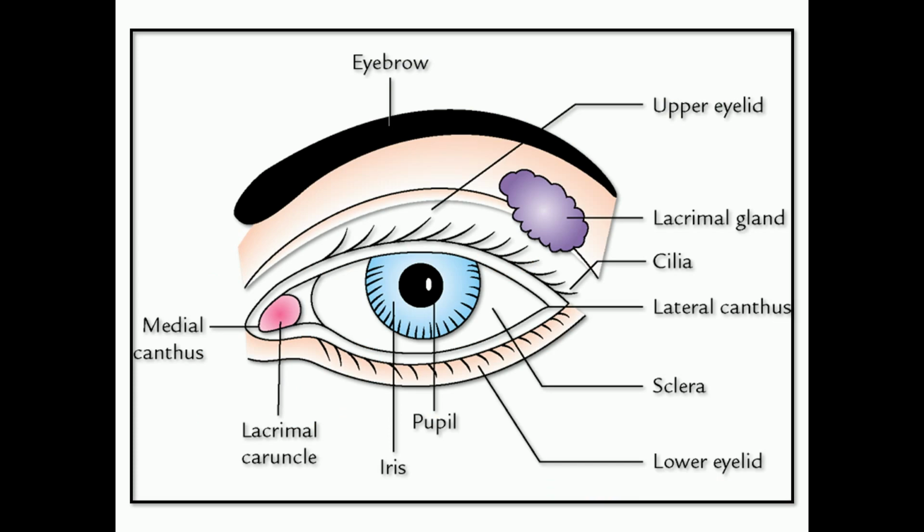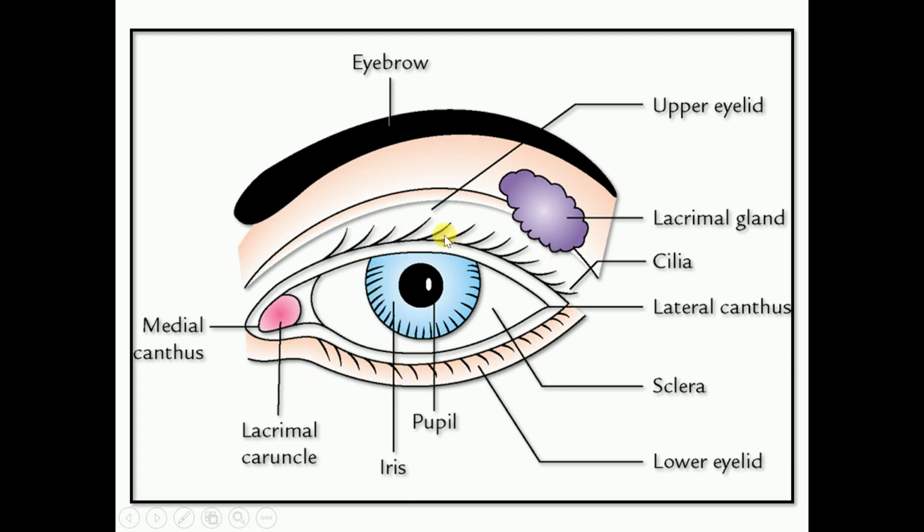Now this diagram shows the structure of the orbital cavity that includes the eyeball, and the most important structure we discuss today is the part of the lacrimal apparatus, that is the lacrimal gland. That is seen here, the lacrimal gland. This is the eyeball, and these are the outer coverings of the eyeball, the upper and lower eyelids.